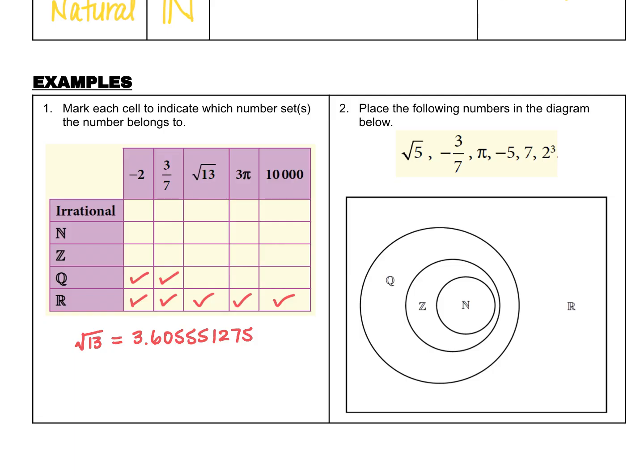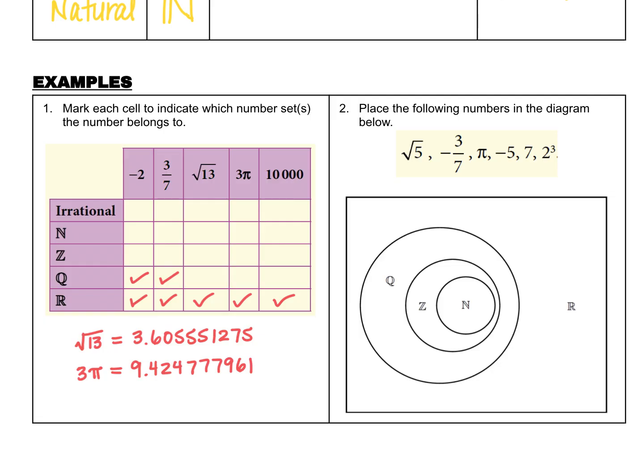So this has no clear pattern, so it is not rational. Okay, 3 pi is equal to, and you can find these values using your calculator, 9.424777961. As you can see here, the decimals have no clear pattern, so it is not rational. And then we already know 10,000 can be written as a fraction.